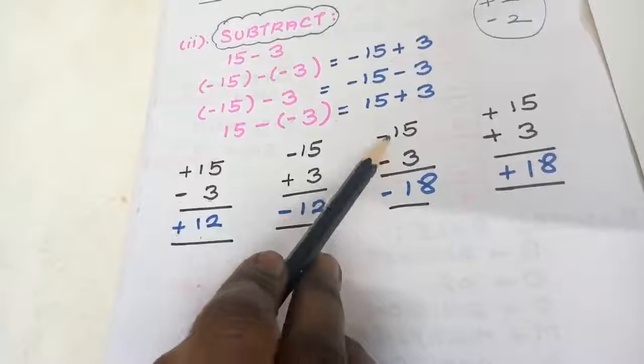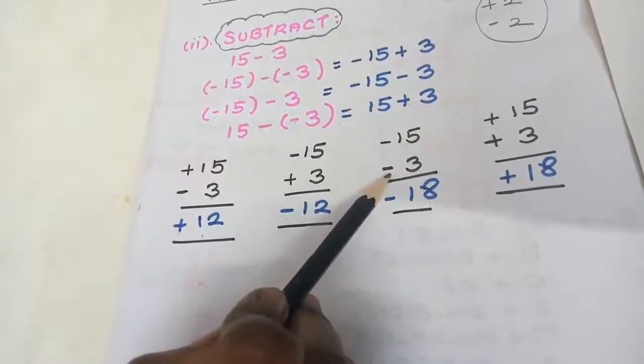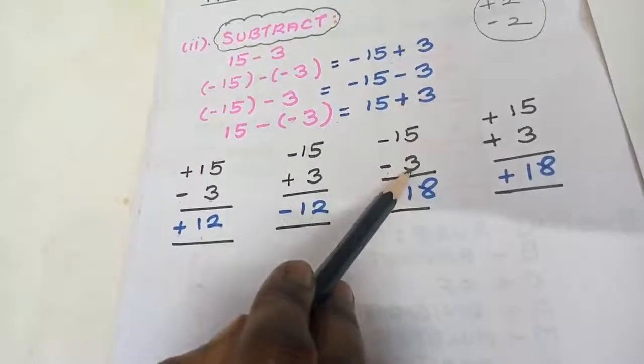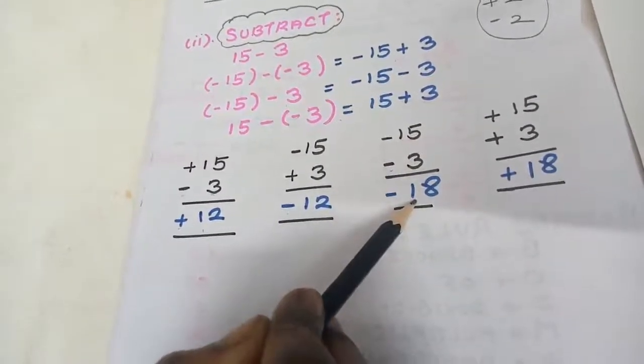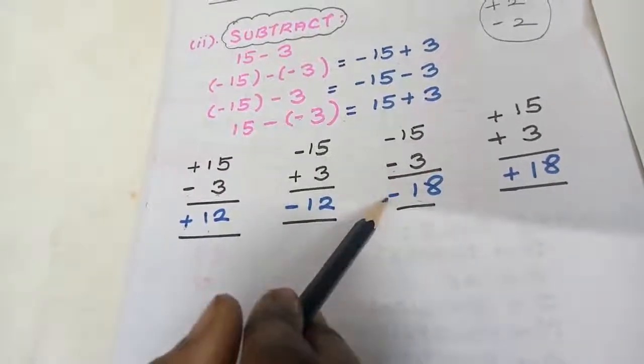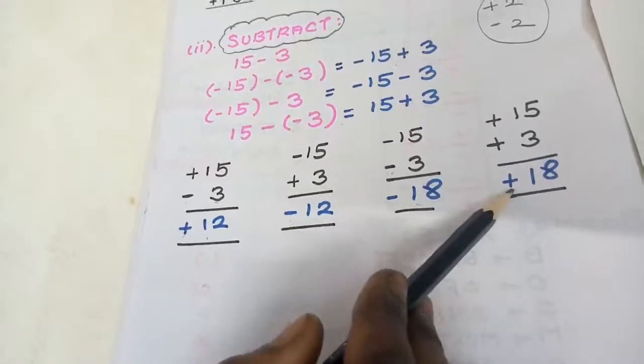If you see here, both the signs are the same. Even if it is negative also, both the signs are the same. So 15 plus 3, 18. You have to add the numbers. Greater number means 15. What is the sign? Minus. Same way for this also you are going to do the calculation.